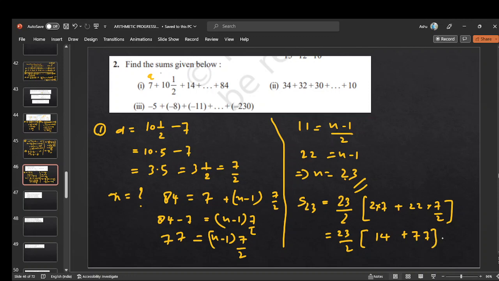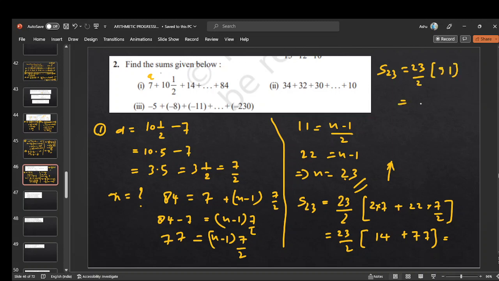Then we get another number. Now, if we do not use this formula, we can use directly a plus l. Clear? Then we can get the same value here. S23 will be here 23 by 2 into 91.